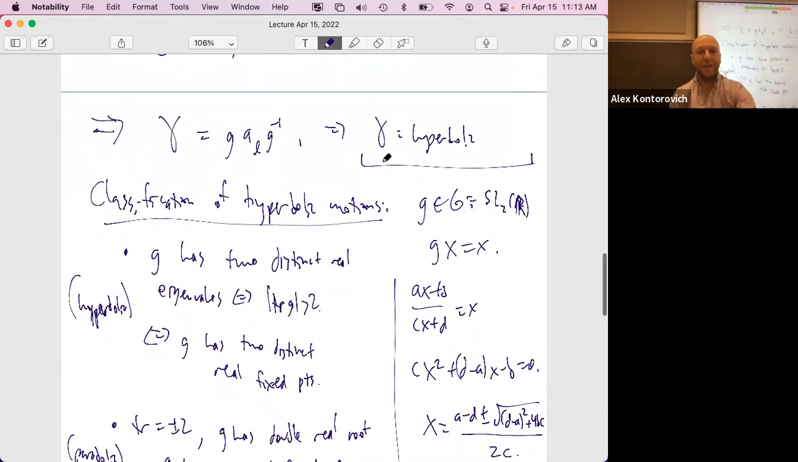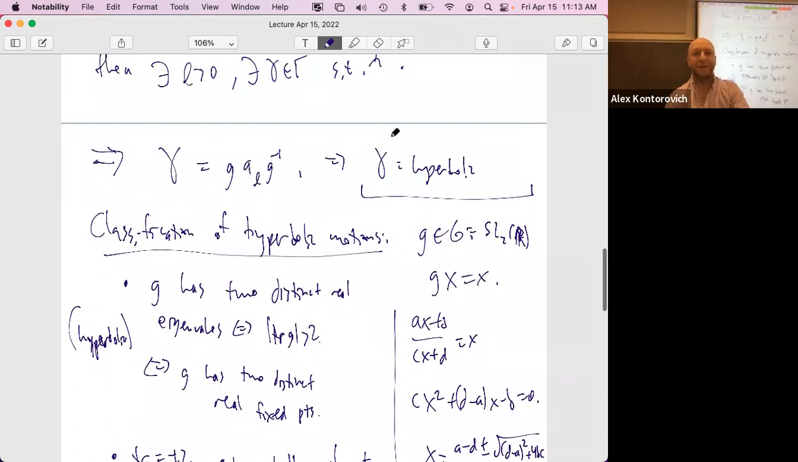And A_L is the eigenvalue matrix. What's the relationship between L and gamma? Well, the trace is conjugation invariant, so the trace of gamma is the same as the trace of A_L. But what's the trace of A_L? Two times the hyperbolic cosine. Exactly. So this is twice the hyperbolic cosine of L over 2. So the length is 2 times arc cosh of the trace of gamma divided by 2.